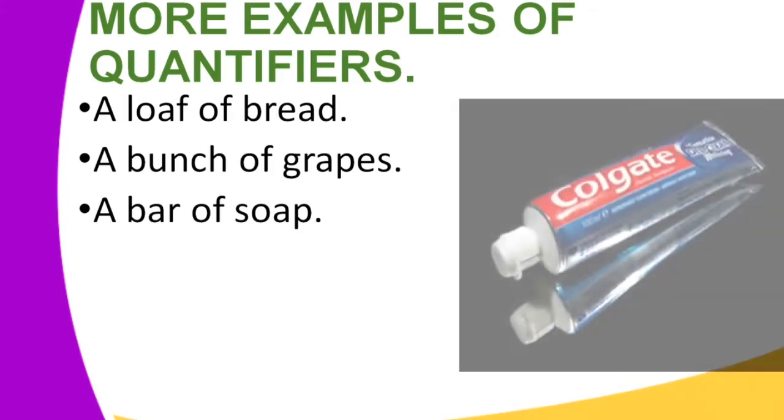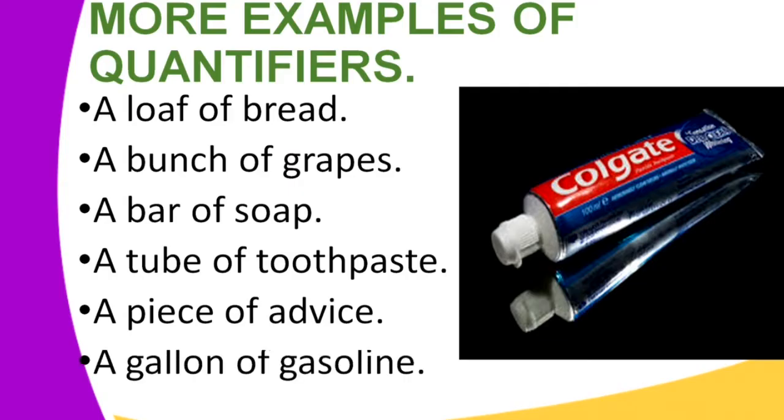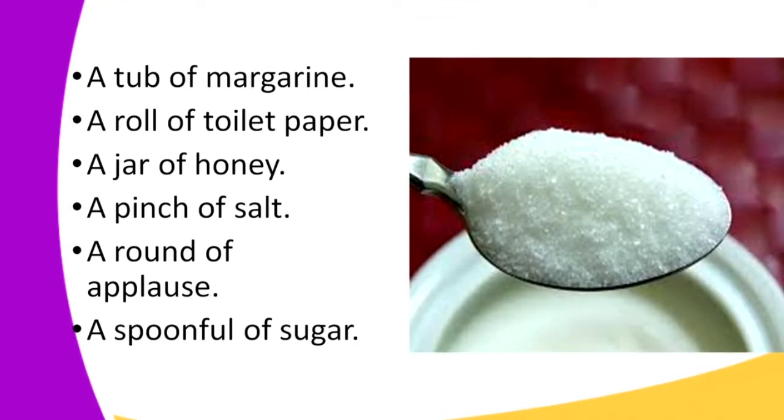Next, we have a tube of toothpaste, not a container. It's a tube of toothpaste. Next, we have a piece of advice. We have a gallon of gasoline. We have a tub of margarine, a roll of toilet paper, a jar of honey, a pinch of salt, a round of applause, a spoonful of sugar.